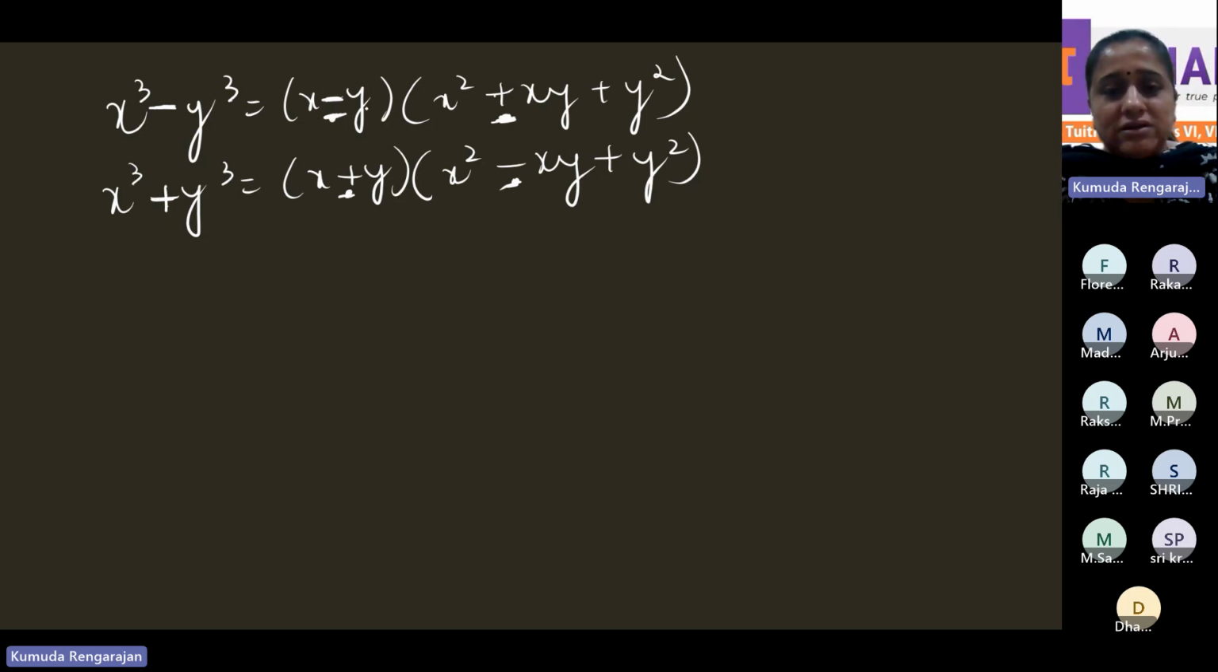Then if you use a minus here, this is like the middle term. So if it's minus here, it will be plus here. If it's plus here, it will be minus here. The other terms are always positive: x square, plus y square.